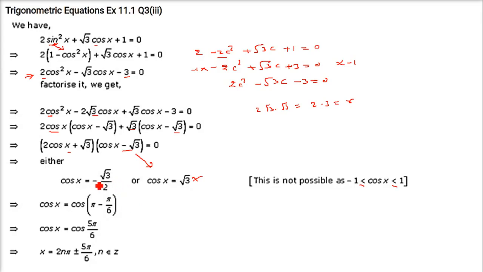But for minus, we can write it as cos of pi minus pi by 6, because cos of pi minus theta, that is cos of 180 minus theta, is minus cos theta. That is why we have written this as cos of pi minus pi by 6. So this is simply 5 pi by 6. So cos 5 pi by 6, now you can write the equation x equal to 2 n pi plus minus 5 pi by 6.